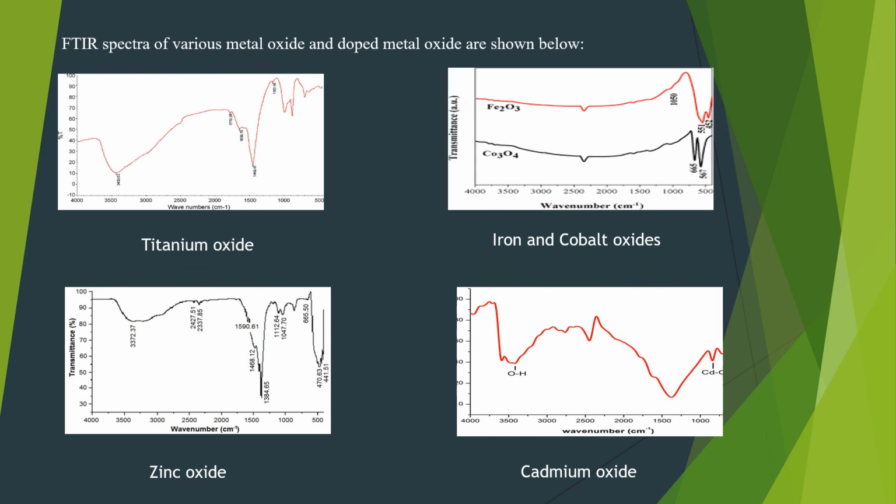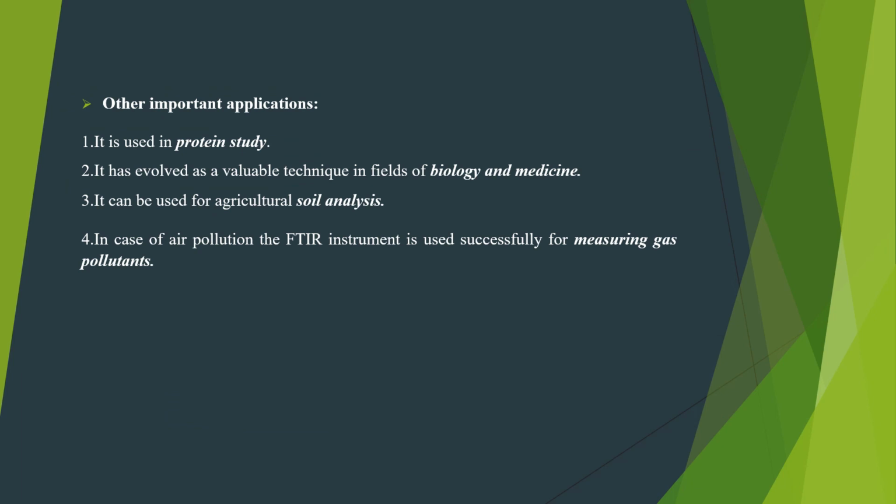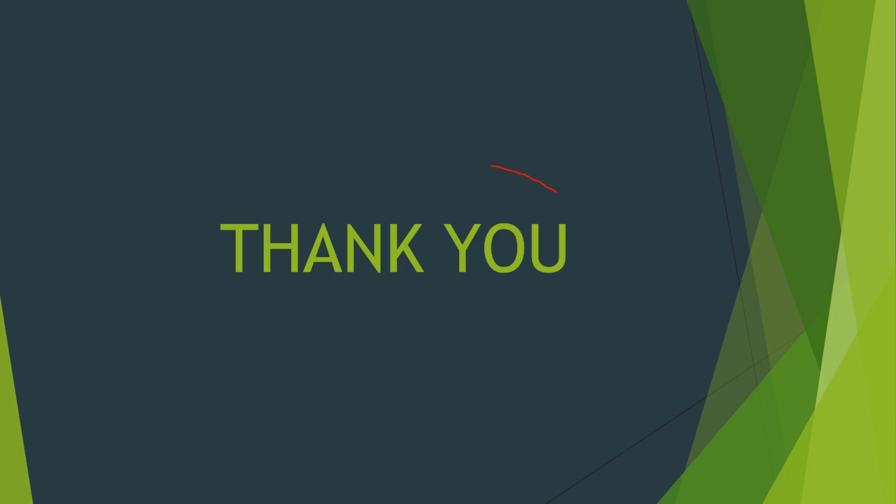Some nanomaterials like titanium oxide, iron and cobalt oxide, zinc oxide, and cadmium oxide are also there. You can see they are also unique and we can easily identify them. Other important applications: it is useful in protein study, biology and medicine, soil analysis, and also in environmental studies like measuring gas pollutants, etc. Thank you for listening to this.